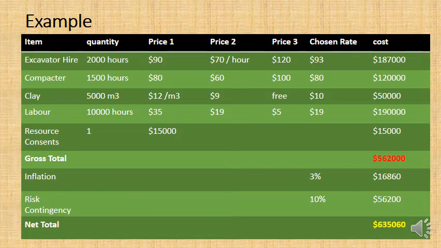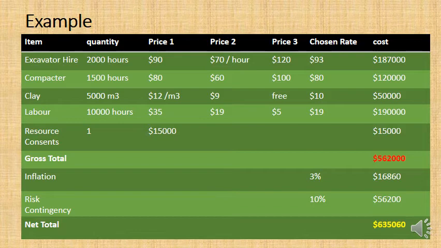Why have we not gone with the free price? Well, the devil is in the detail. This price that we got from a farmer who wanted to clear clay from his land, he wanted us to just take the clay. However, there was only 3,000 cubic meters available. And also it may not be available for very long. Maybe another project would come in and take it if there's a delay to the project. And so it's too risky to include that in the estimate. So we've gone for a chosen rate of $10.